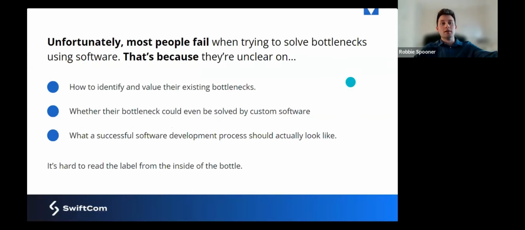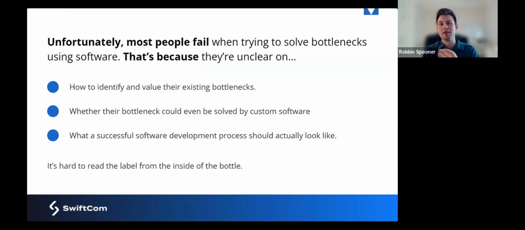Most people fail, unfortunately, when trying to solve these bottlenecks using software because they're unclear how to identify them, and whether the bottleneck could actually be solved by custom software. If you're not actively working with tech, you might not know what's changed over the last 3 years with regards to automation. So that's a question we often get: what is actually possible? I see this problem, but can you help me solve it? Is it that easy? Is it going to cost a few million rand to do? That's a very common question, and why people fail, because they don't even get started.